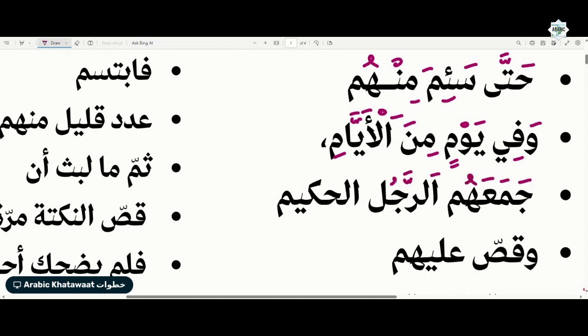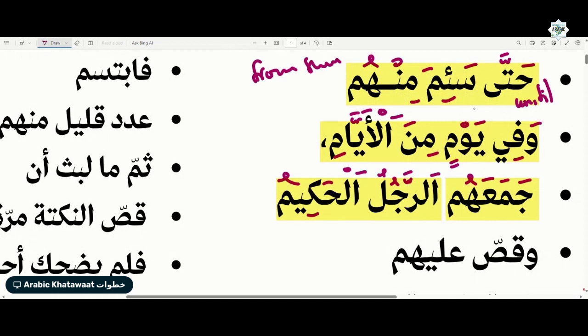جمعهم الرجل الحكيم. So if I've seen this word before, I have to focus on جمع. And here I'm highlighting my phrases. حتى سئم منهم. Until he got tired of them and he got fed up. And we learned سئم in another story. حتى we have until. And then منهم, from them. But in this phrase, it means like he got fed up of them, because you want to give it like more of an accurate translation in English. You say he got fed up with them. منهم.